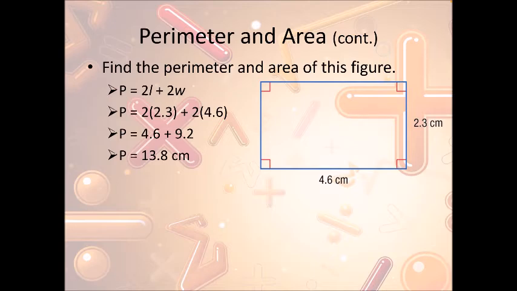Now to find the area. To find the area, we take the base of 4.6 and we multiply by the height of 2.3, and that gives me a final area of 10.58 square centimeters.